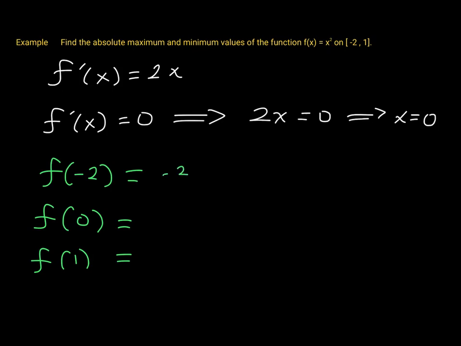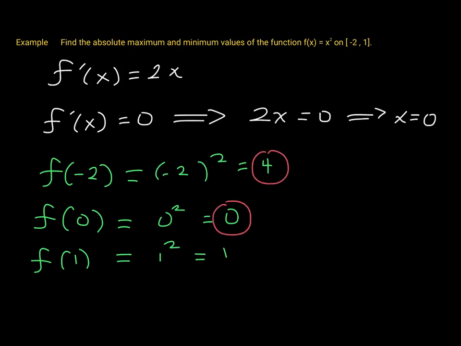So then this is -2 squared, which is equal to 4. This is 0 squared, which is 0. And then this is 1 squared, which is 1. So then this is the greatest value, and this is the smallest value. Therefore, the function has an absolute maximum value of 4 at -2. It has an absolute minimum value of 0 at 0. Let me write that down for us. All right, cool. I hope that was straightforward, and I hope it was clear.